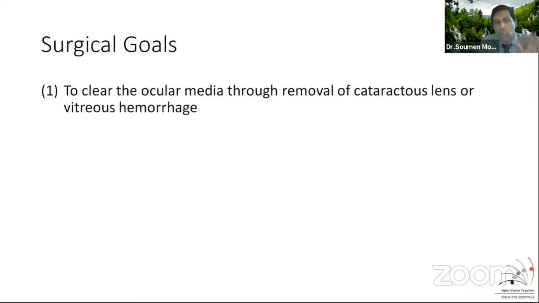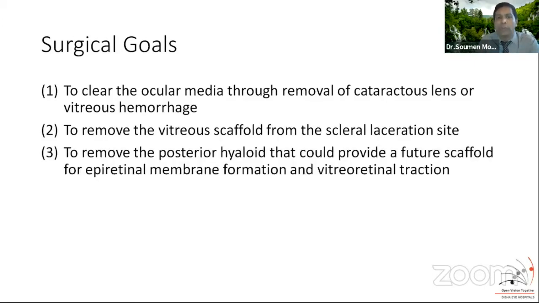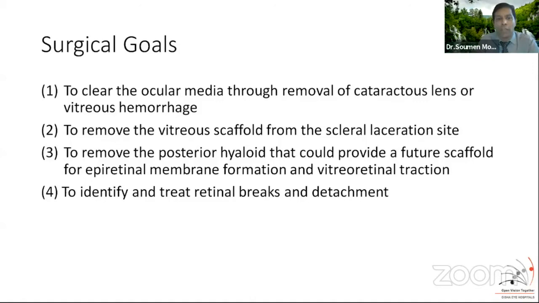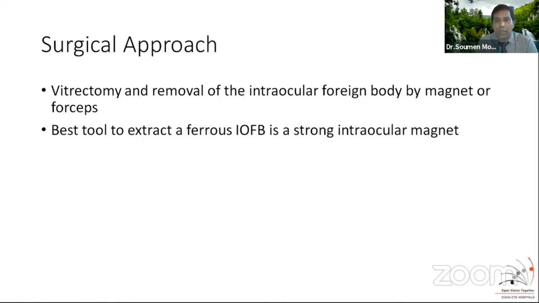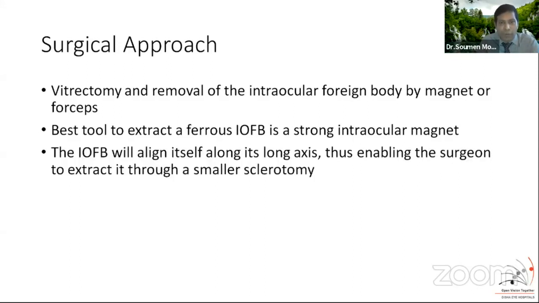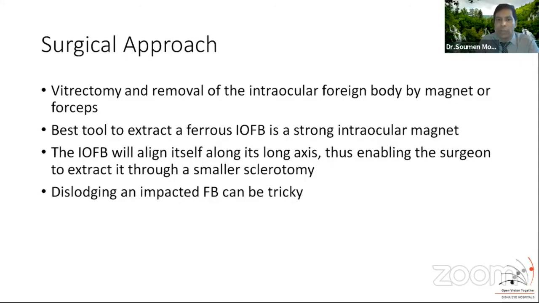So what are the surgical goals? To clear the ocular media through removal of the cataractous lens, to remove the vitreous scaffold, to remove the posterior hyaloid, and to identify the retinal breaks. Vitrectomy and removal of the intraocular foreign body is done by magnets or forceps. The best tool to extract a magnetic foreign body is a strong intraocular magnet, as we'll show in my videos which will follow later on. The IOFB will align itself to the long axis, making it easy to extract through a small sclerotomy.